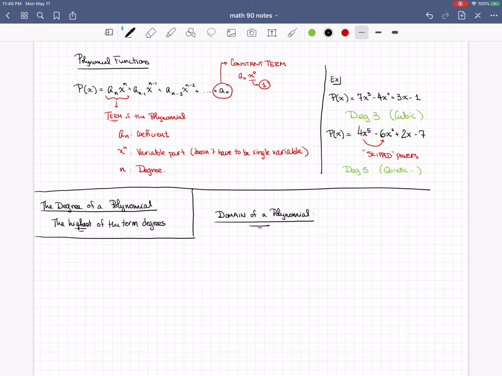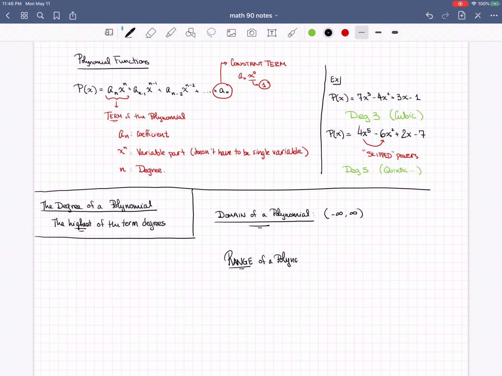For the domain, this is a nice, easy one, and it's one that we're going to grow to love. The domain of any polynomial function is all real numbers. So if someone hands you a polynomial, you know already that it's going to have an all real number, unrestricted domain. The range is trickier. Here's the thing: a lot of it hinges on degree.